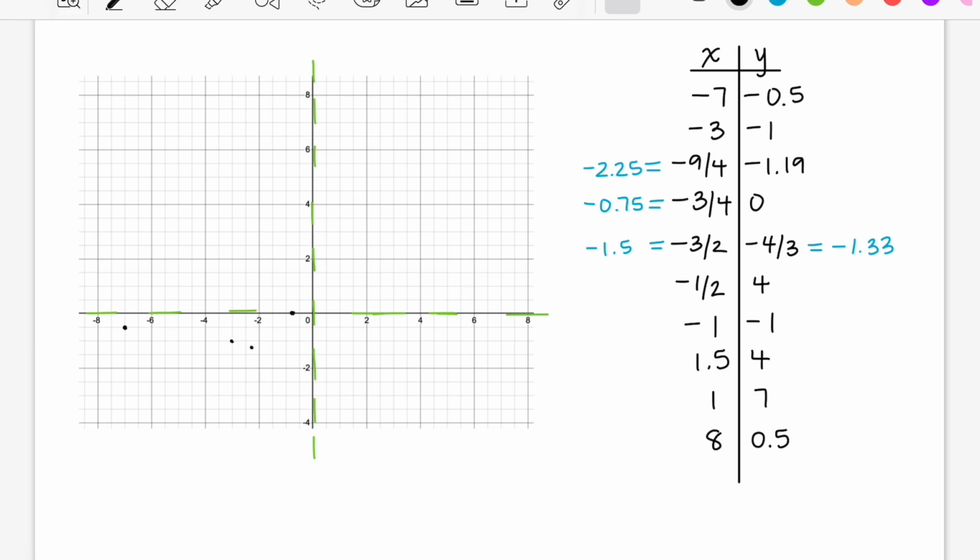So somewhere about there. Then we also have -1/2, we're going to get 4. And then we skipped this one, we have -1.5, -1.33. Somewhere around there. So it looks like our function looks like this here.